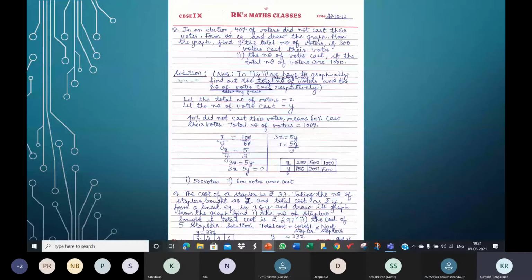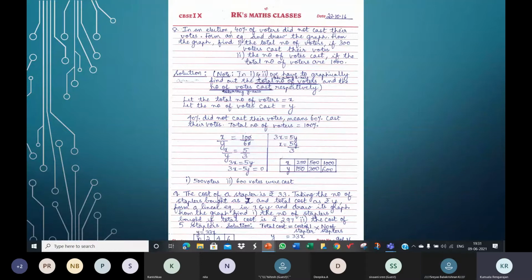Now, what is the ratio of the voters who did not cast to the voters who cast? 40 by 60, did not cast by cast. So be careful with the order. 40 by 60, which is 2 by 3.